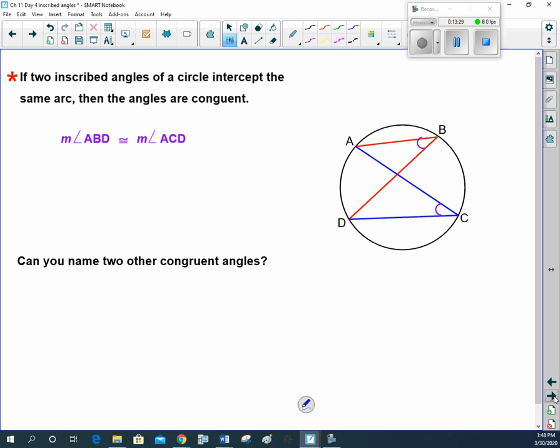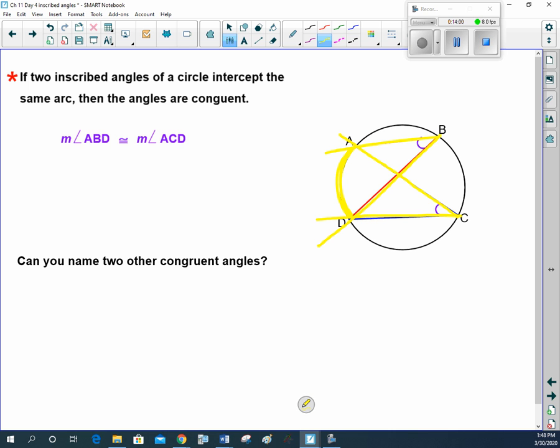Okay, this one says if two inscribed angles of a circle intercept the same arc, then the angles are congruent. Okay, well that makes sense. Let's see what that looks like. So this inscribed angle right here, angle B, its vertex is on the circle, so we know it's inscribed. And this other angle right here, angle C, where its vertex is on the circle, is inscribed. They both intercept this same arc.